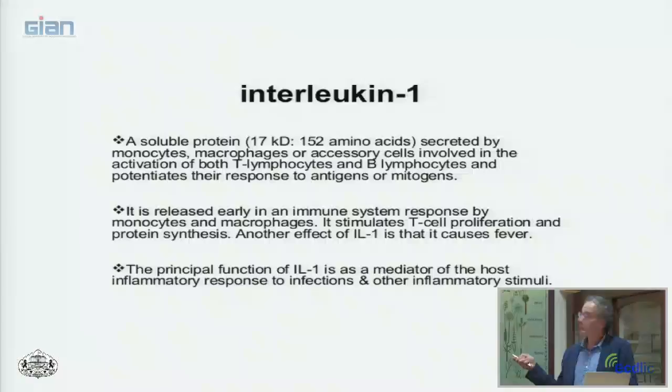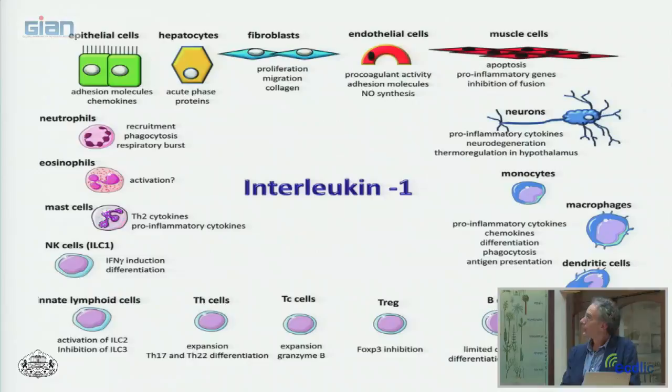So it was a soluble protein secreted by monocytes, macrophages, or accessory cells involved in activation, both T and B cells, and potentiated their response to antigens or mitogens. It's released early in an immune system response by these innate cells. It stimulates T cell proliferation. Another effect of IL-1 is it causes fever. So the principal function of IL-1 is as a mediator of the host inflammatory response to infection.